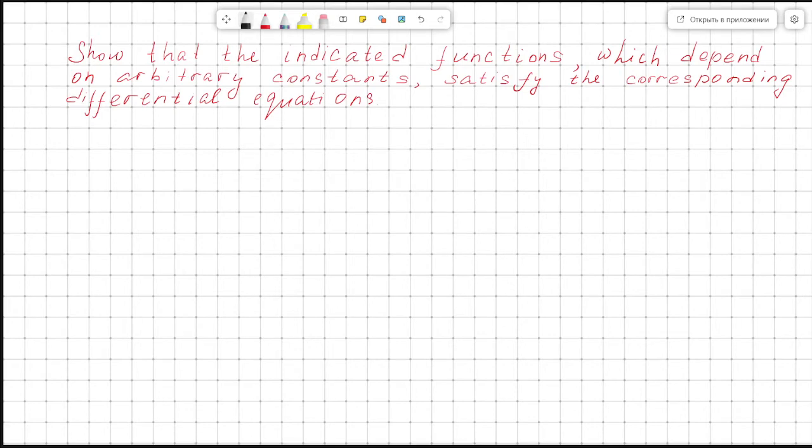And I will show you one of this example. For example, let the function be defined as y is sine of x minus 1 plus constant, arbitrary constant c, times e to the power minus sine of x.